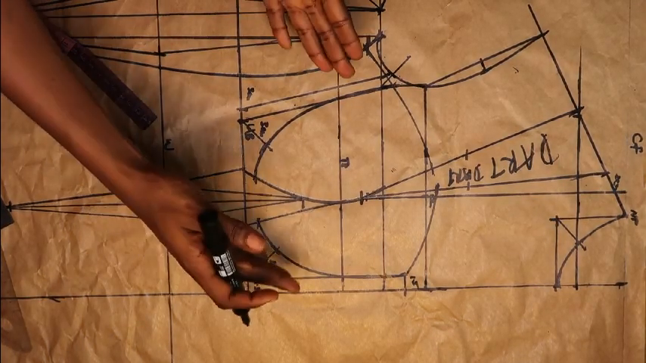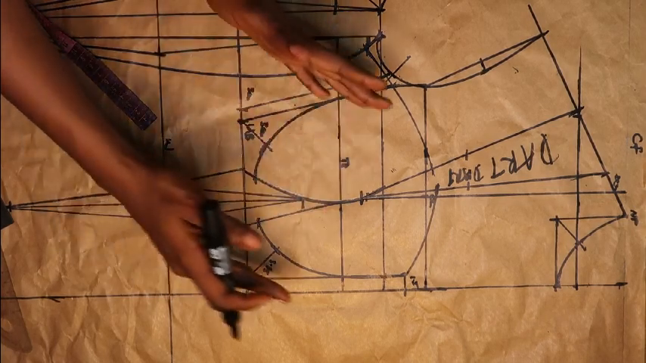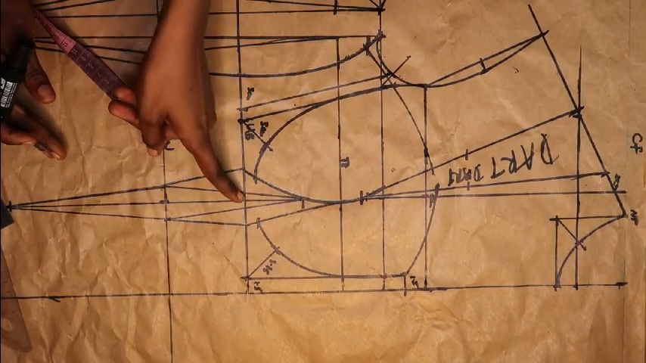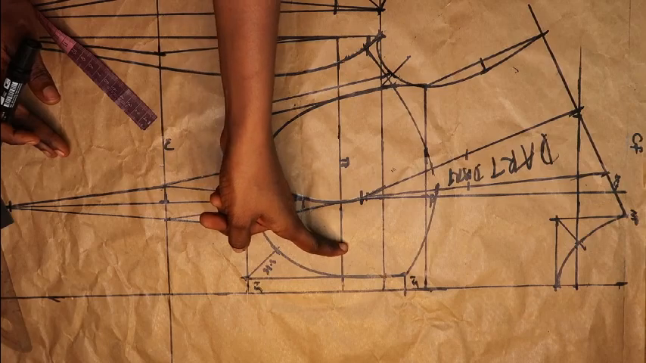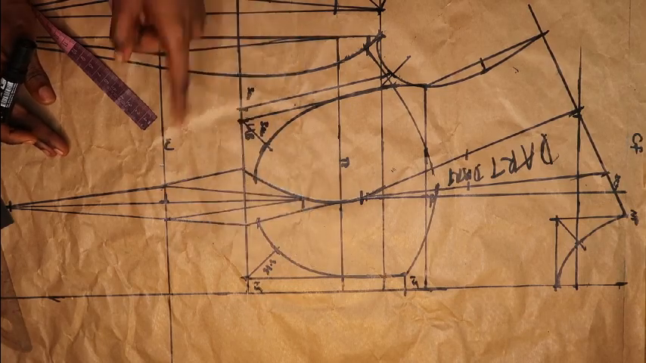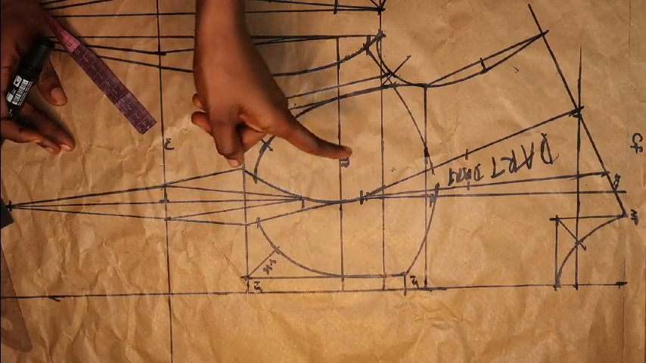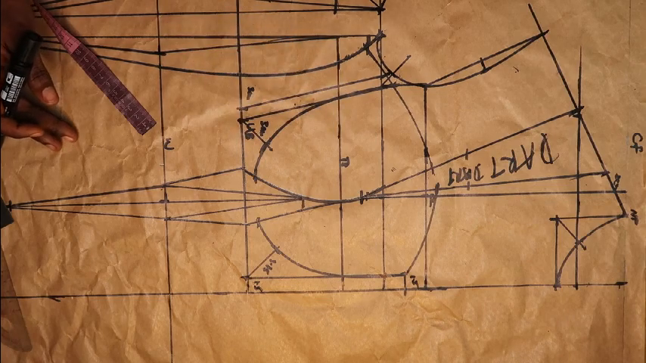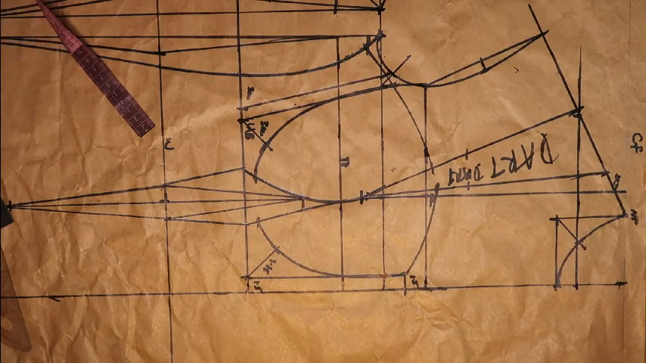So guys, as you can see, the corset has been formed. So this is one side of the corset. Sorry, this is one side of the cup, and this is the second side of the cup as well. I hope you guys are following me up to this point.